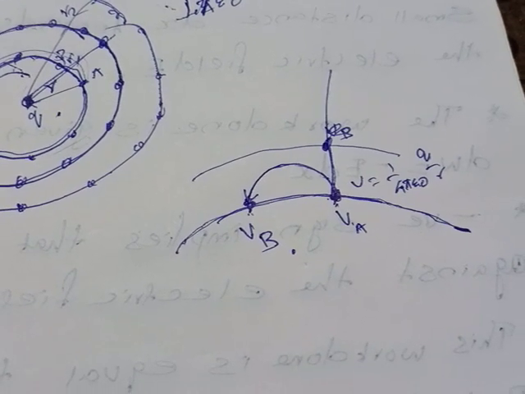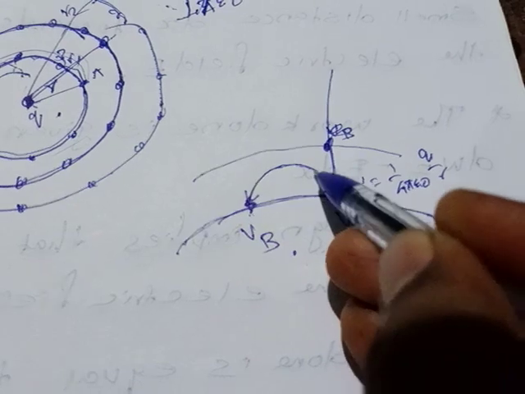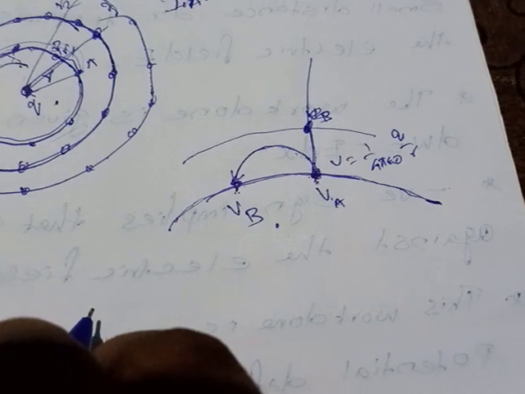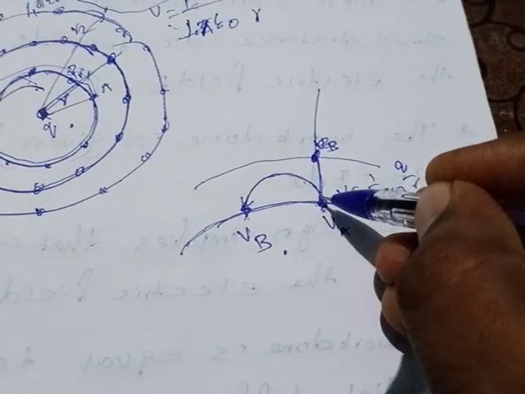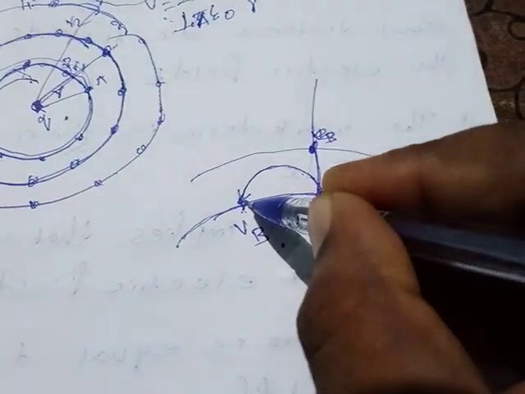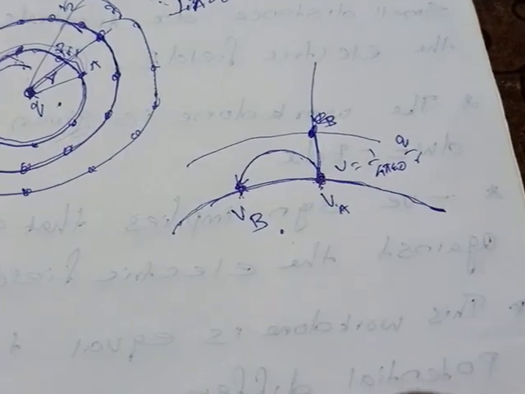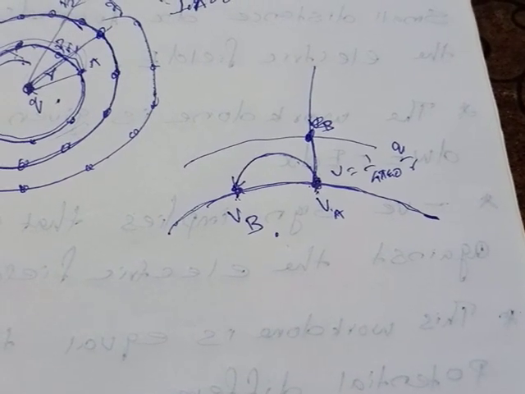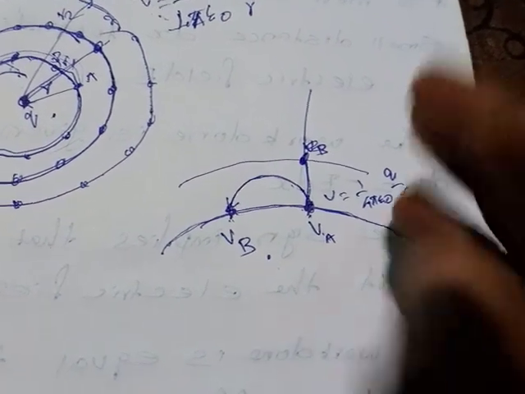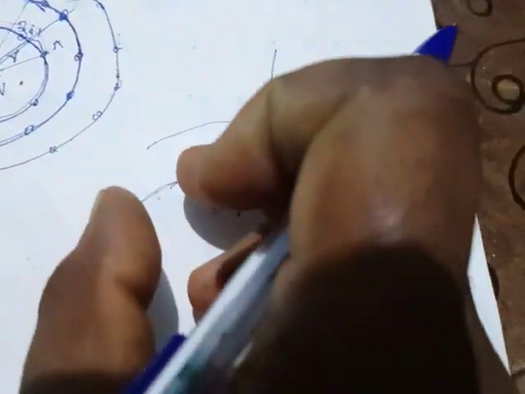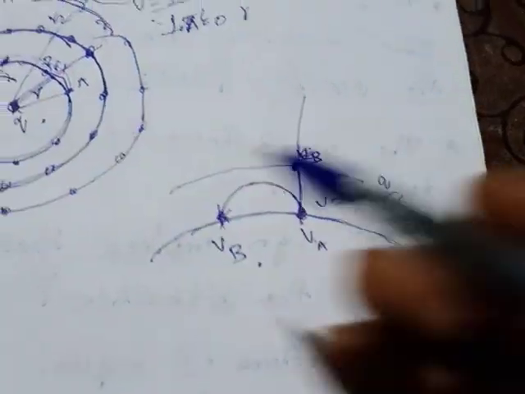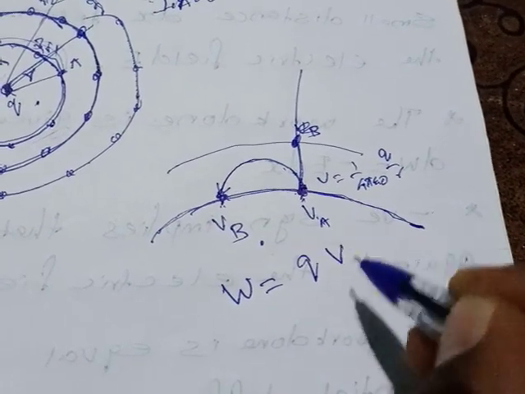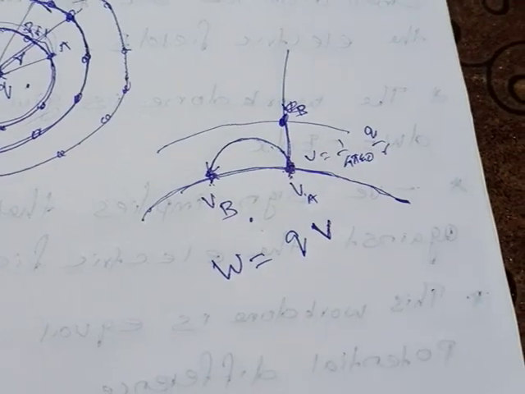Some work has to be done to move this charge from one point to another point. Assume that you are moving a charge from a position A to B, so that some work has to be done to move a unit positive charge or charge from one place to another place. That work done, we can tell W is equal to Q into V.